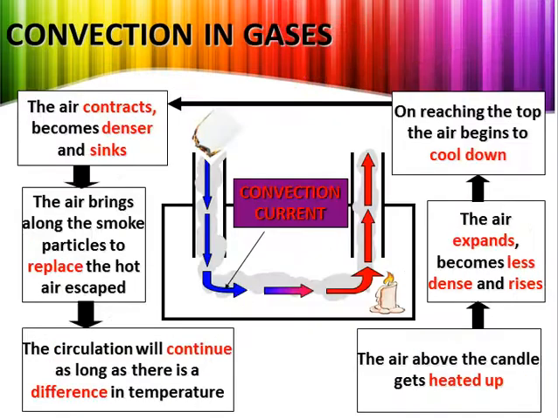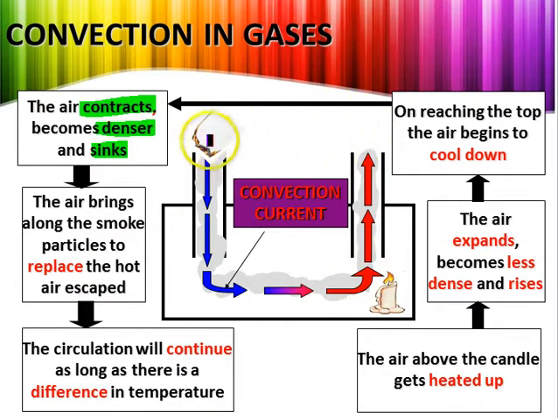For gases, it's the same thing over here. So let's say, for example, I have a candle over here. The candle will heat up the air that's above it. So the air expands, becomes less dense, and then it will rise. Upon reaching the top, the air cools down. Obviously, cooling down causes contraction. When it contracts, it becomes denser and it will sink. So you realize the words come together. When you contract, become denser, it will sink. So the air here, you can see that the air will move up, it will come down.